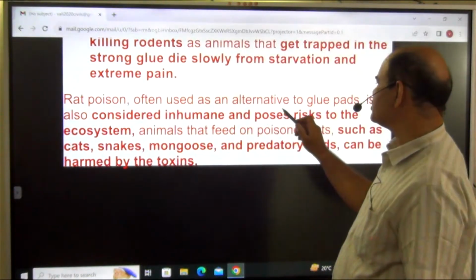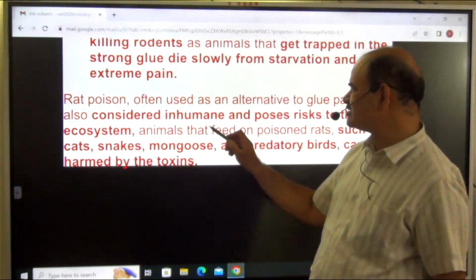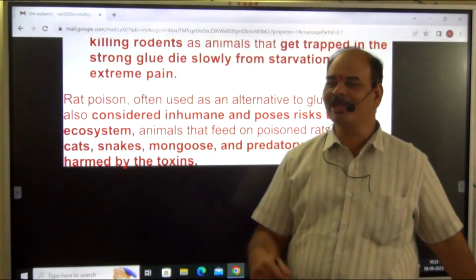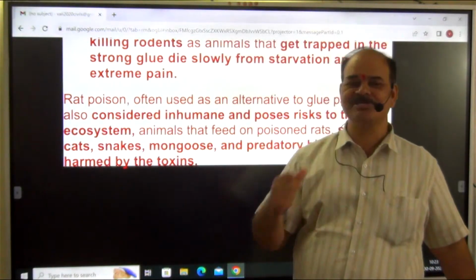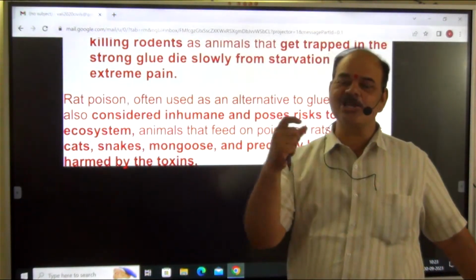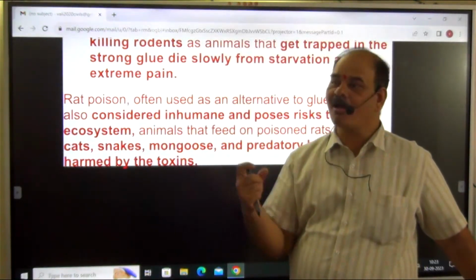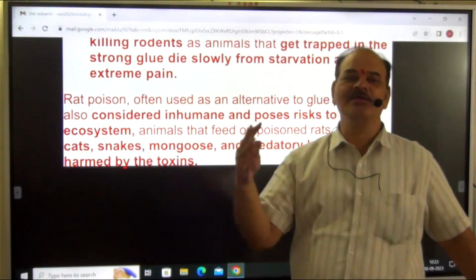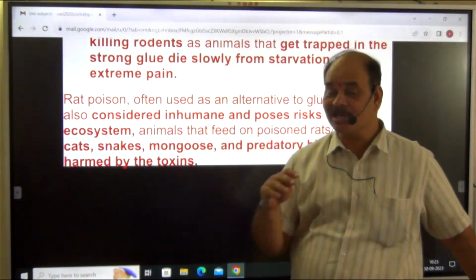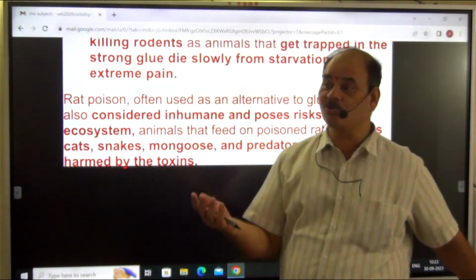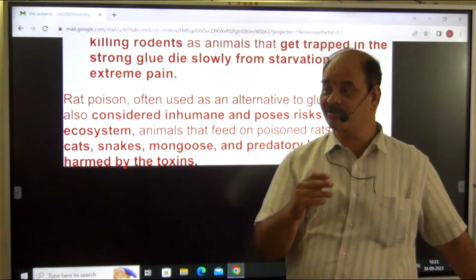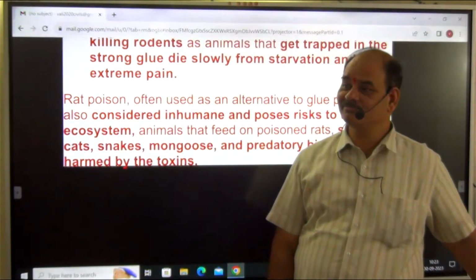Rat poison, often used as an alternative to glue pads, is also considered inhuman. Why? If we kill the rat by using that poison, then if that rat is consumed by a cat, dog, or even a snake or mongoose, they will also die. Even, who knows, accidentally the poison may also get mixed with human food.